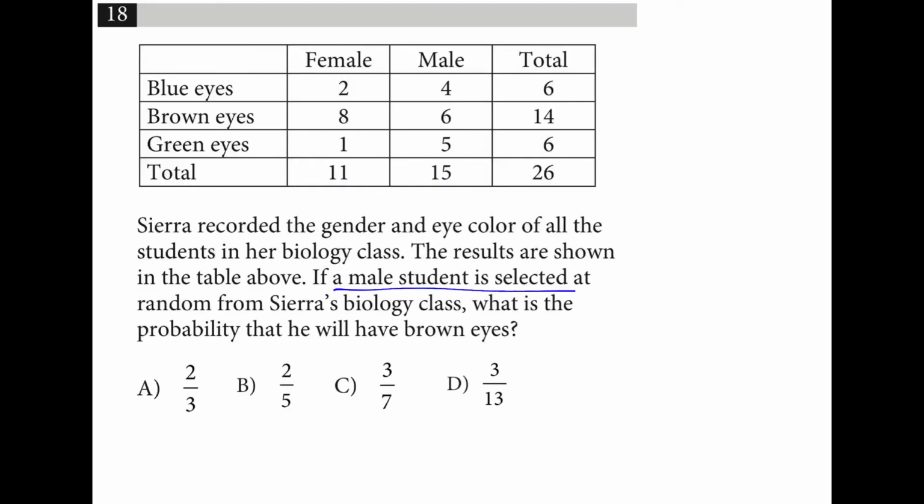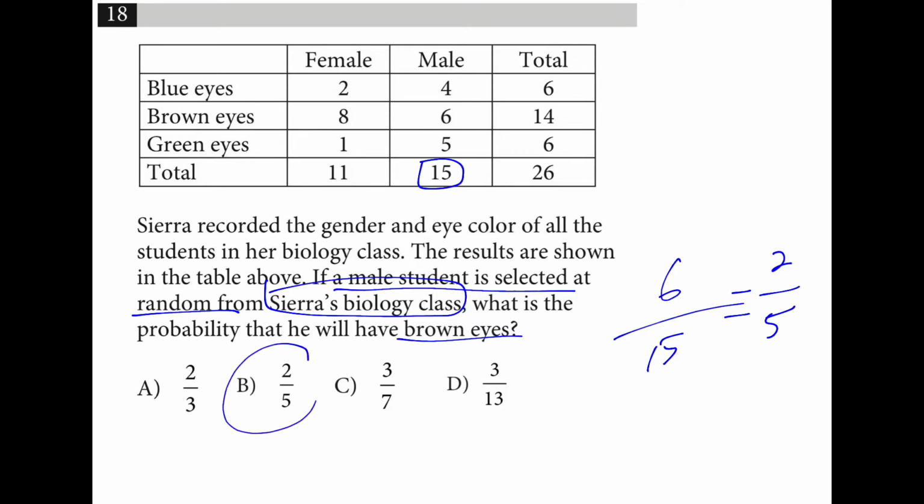If a male student is selected at random from the biology class, so there are a total of 15 males, what is the probability that he'll have brown eyes? So that's 6 out of those 15. I could divide that by 3 and give me 2/5, which is the answer.